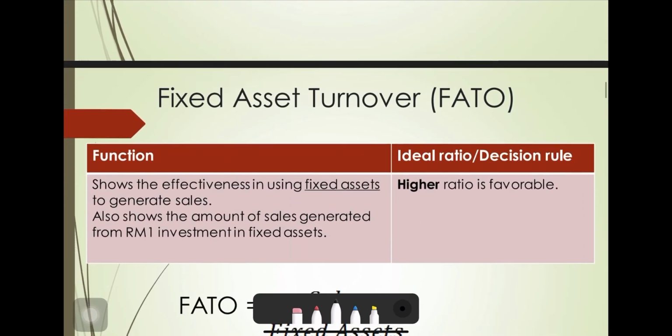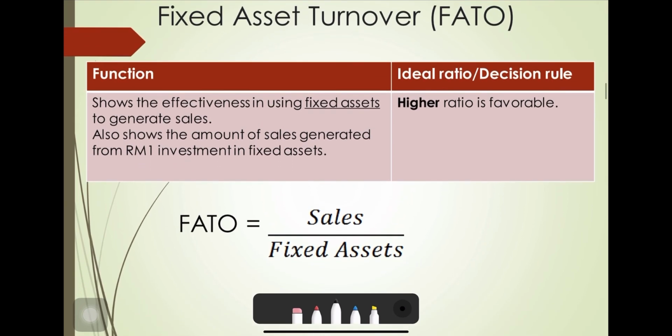Okay, next is the fixed asset turnover, FATO. So it shows the effectiveness of the company in using the fixed asset to generate sales. Okay, maksudnya dia ada building, dia ada machinery plant. Are they efficient enough to use all of the fixed asset to generate sales? So it shows the amount of sales generated from RM1 investment in fixed asset. Okay, so the higher ratio is favorable. And then this is the formula to calculate the fixed asset turnover. We calculate the sales divided by the fixed assets.